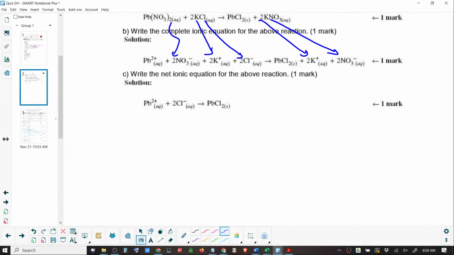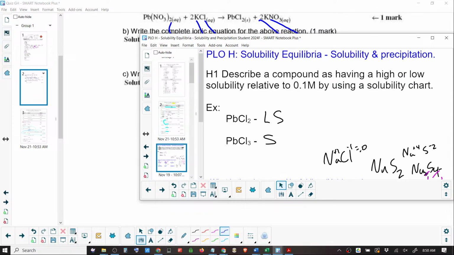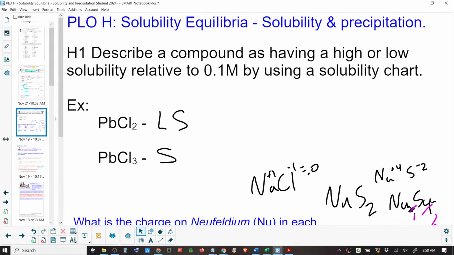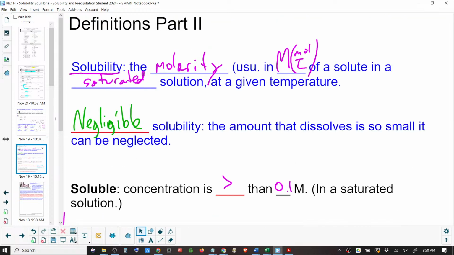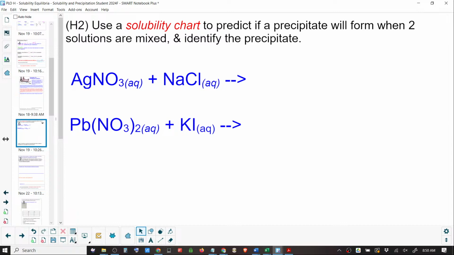Where's the actual notes? Oh, there it is. Okay. Pull out your notes. Predict the 2 products of those reactions. Identify the precipitate.